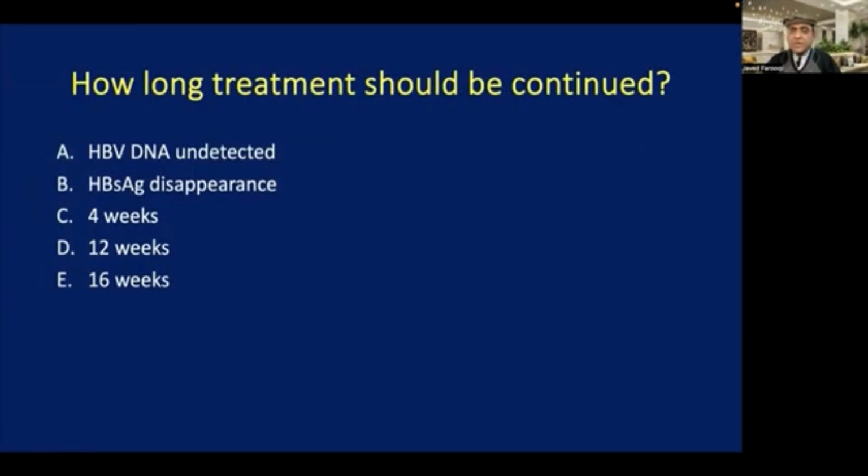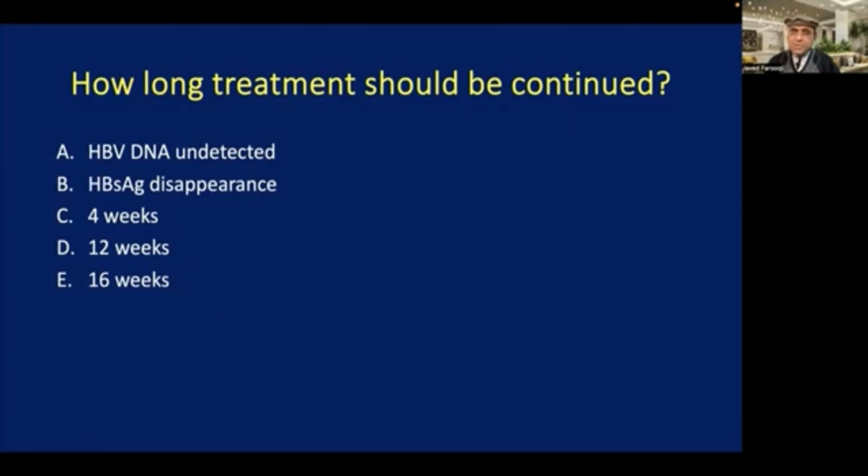So another question comes, how long treatment should be continued? You started this patient on treatment, so how long will you continue? Option A, till the HBV DNA becomes undetected. Option B, till the HBs antigen disappearance. Option C, for 4 weeks. Option D, for 12 weeks. And option E, for 16 weeks.